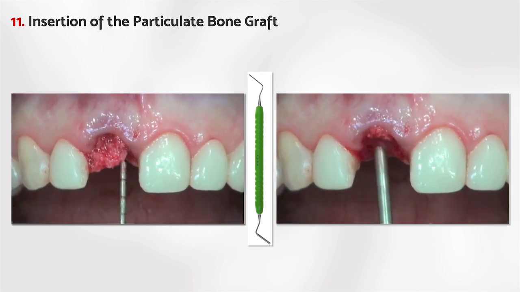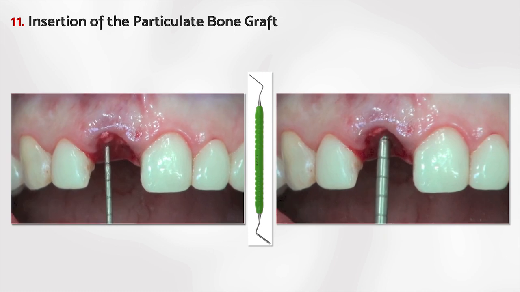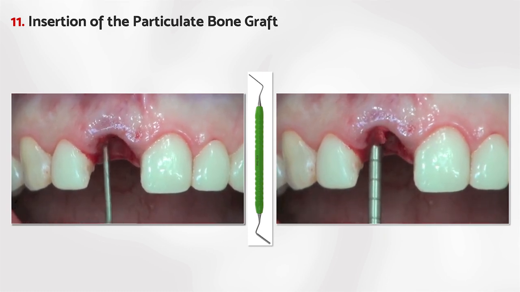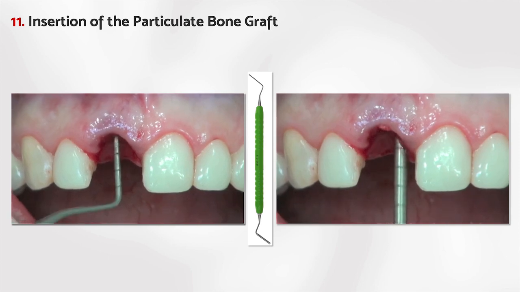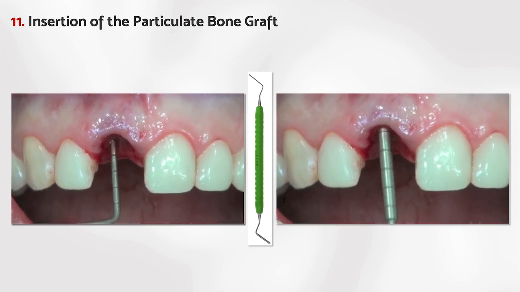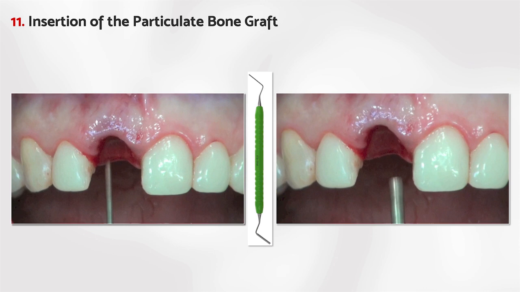And pay attention that we have two different tips, the small diameter and the big one. The small diameter we use to pack graft from the apical third to the middle third. And the big one we use to pack graft from the middle third to the coronal third, till we completely fill the gaps.